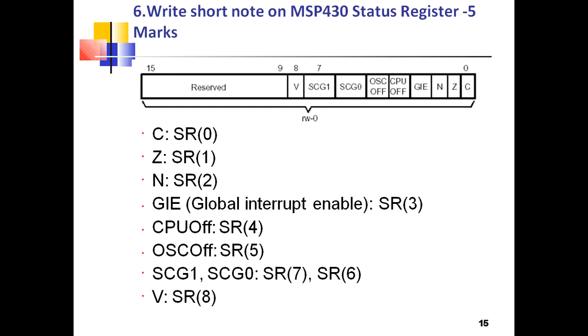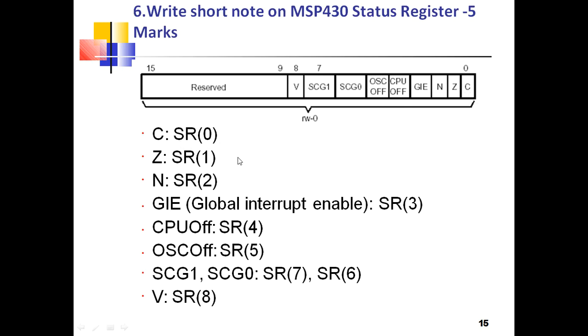Next question is: write a short note on the MSP430 status register, asked for 5 marks. It's another special function register. It holds the status of every operation performed during logical and arithmetic operations in the MSP430. Bits 0 to 8 are currently used for different operations. Bits 9 to 15 are reserved for future use. Now we'll discuss all these bits one by one.